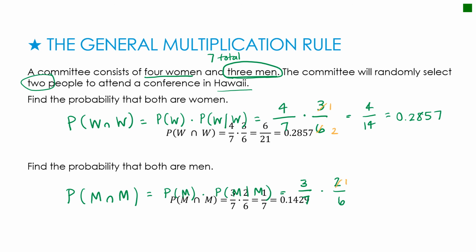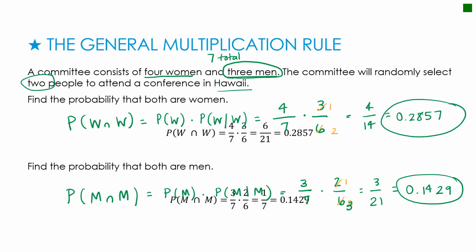And again, feel free to reduce as much as you'd like ahead of time. Here I get then 3 over 14. Nope, that's not true. Not 3 over 14 because this should have been a 3. My bad. So this is actually 3 over 21, which means I could have reduced a little bit more. But again, I don't care about the fraction. I care about the decimal, and the decimal is 0.1429. And that is my final solution. So again, it was about half of the probability of choosing 2 women.